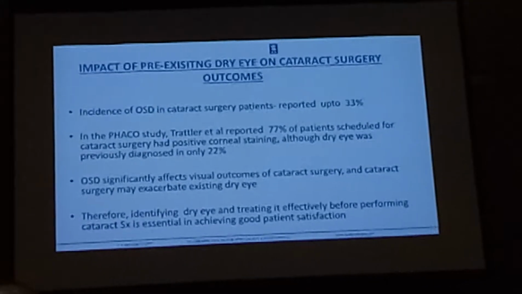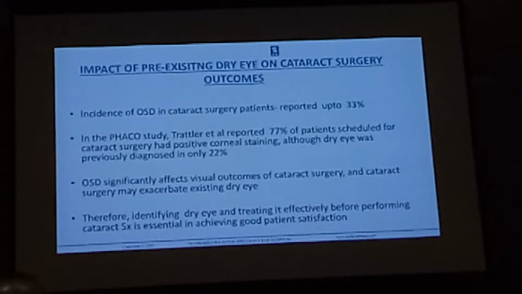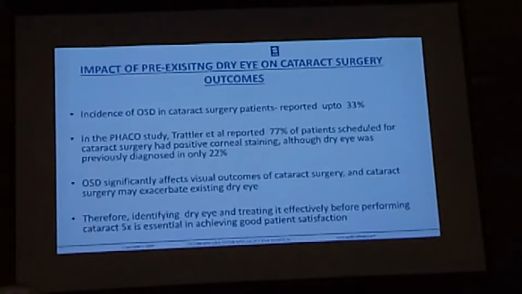The incidence of ocular surface disease in cataract surgery patients has been reported to be almost 33%. And in one study, Trattler et al. reported 77% of patients scheduled for cataract surgery having positive corneal staining, although dry eye was previously diagnosed in just 22%. So the 22% is just the tip of the iceberg. 77% of patients coming to you may have some amount of dry eye.